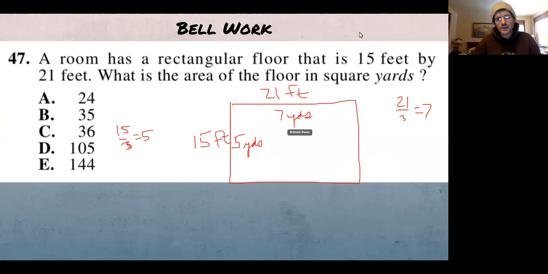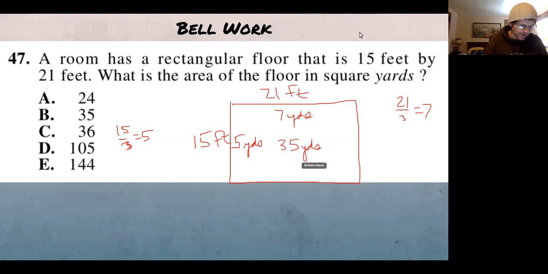So the very first thing I do is draw a diagram. Drawing a diagram is always a helpful thing to do. And then if I do the conversion at the beginning, now I can see it's 7 yards by 5 yards. Now when I multiply the length times the width, I get 35 yards squared in the middle. And that's my answer.